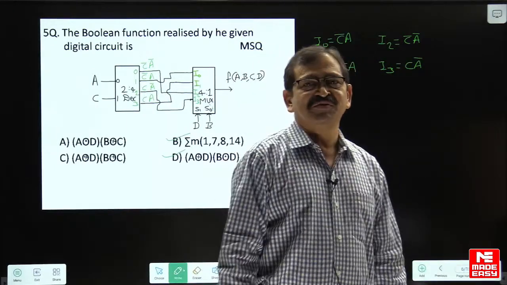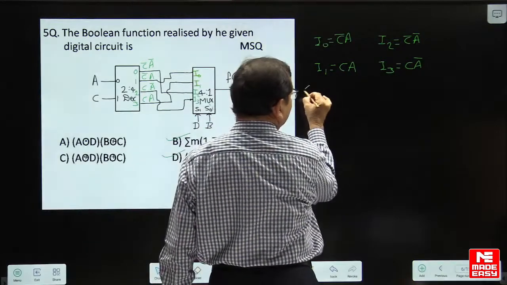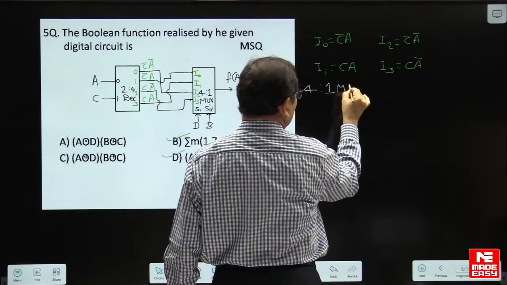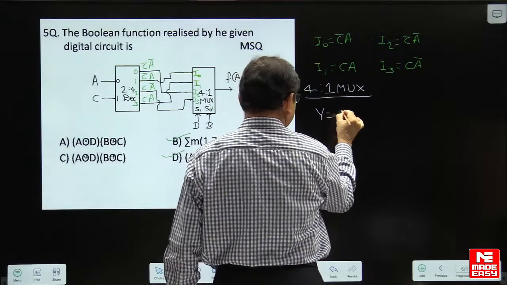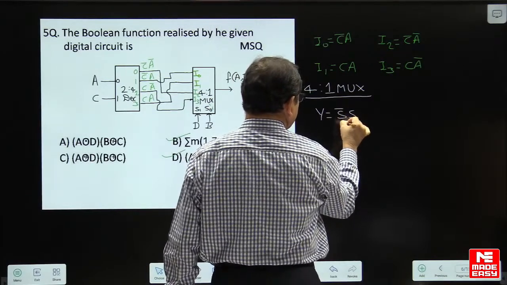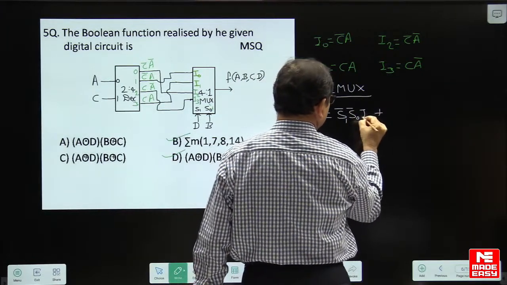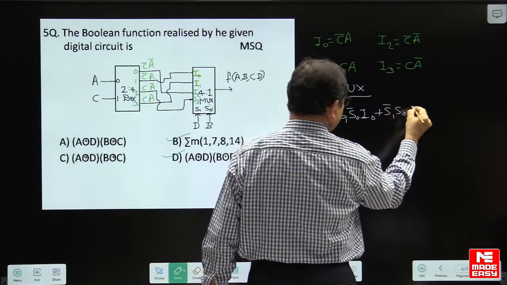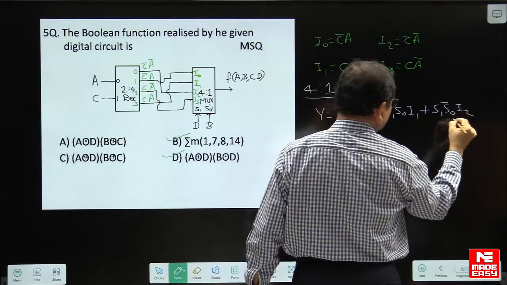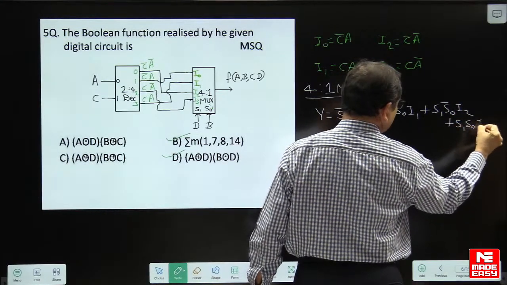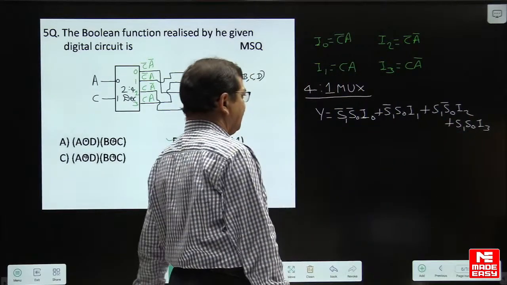After knowing this, with the knowledge of the 4:1 multiplexer output equation, it is possible for us to work out. The 4:1 multiplexer output equation is S1 complement S0 complement input line I0, S1 complement S0 input line I1, S1 S0 complement I2, S1 S0 input line I3. So it is the multiplexer output equation for the 4:1.